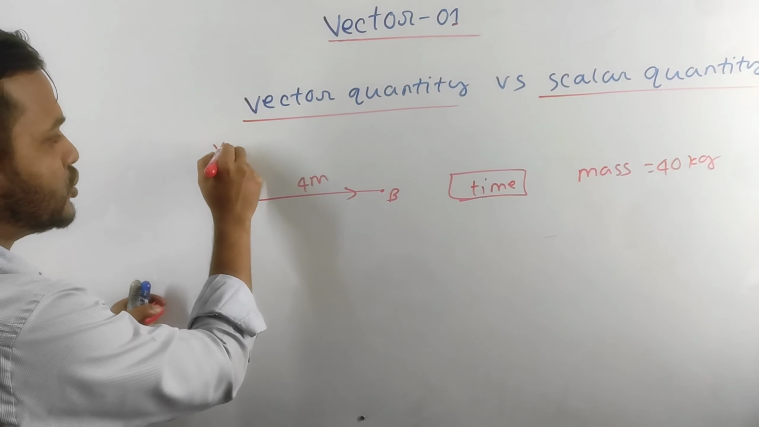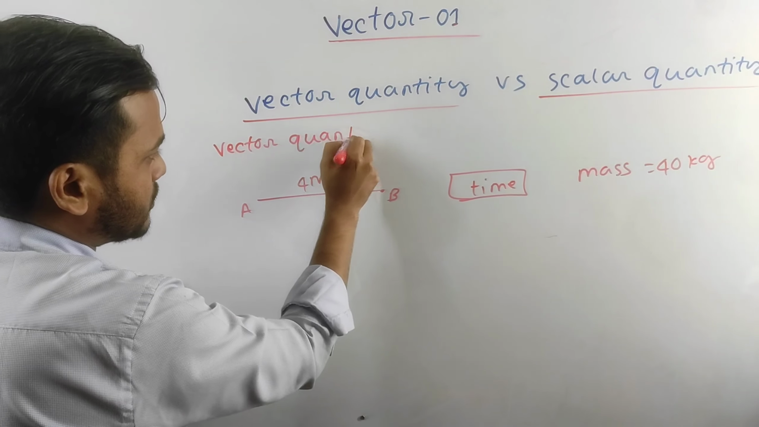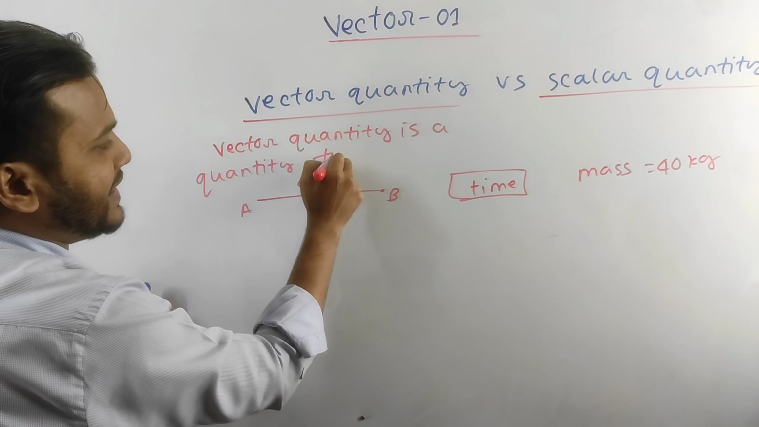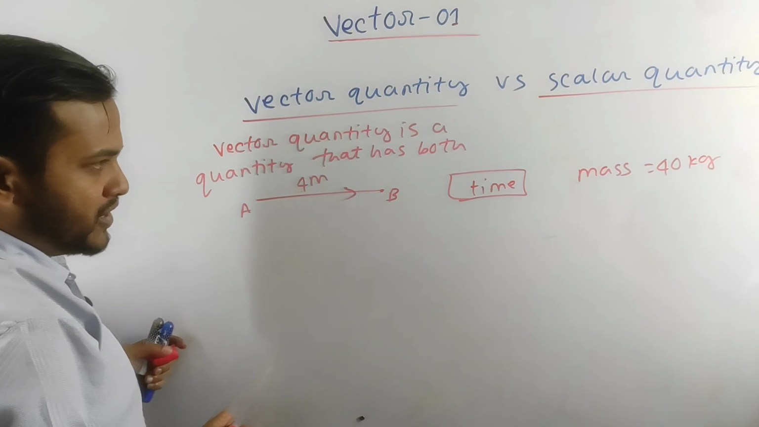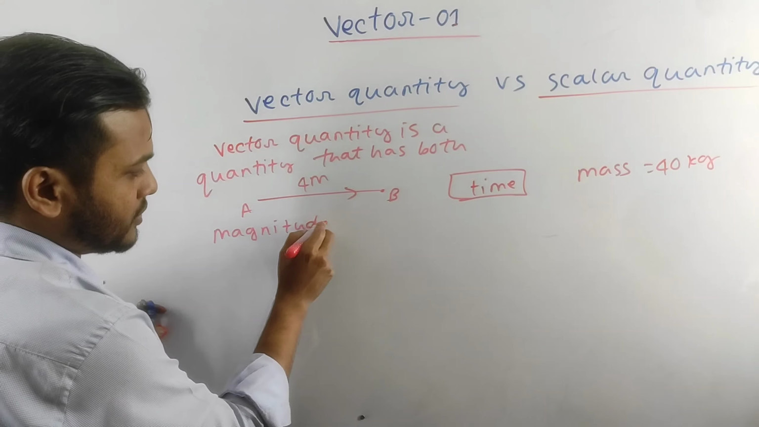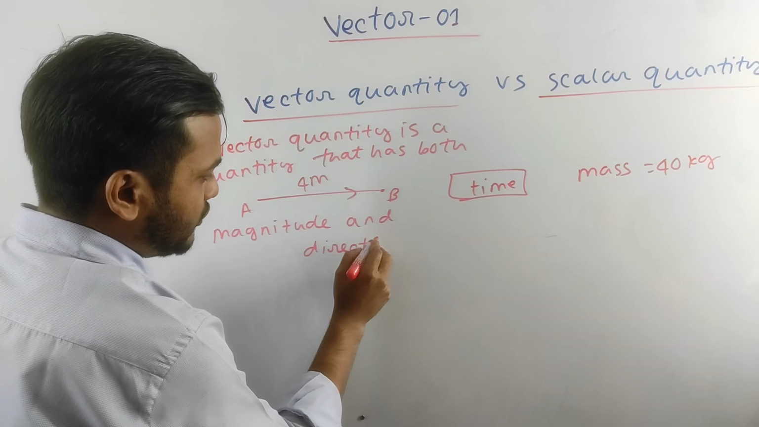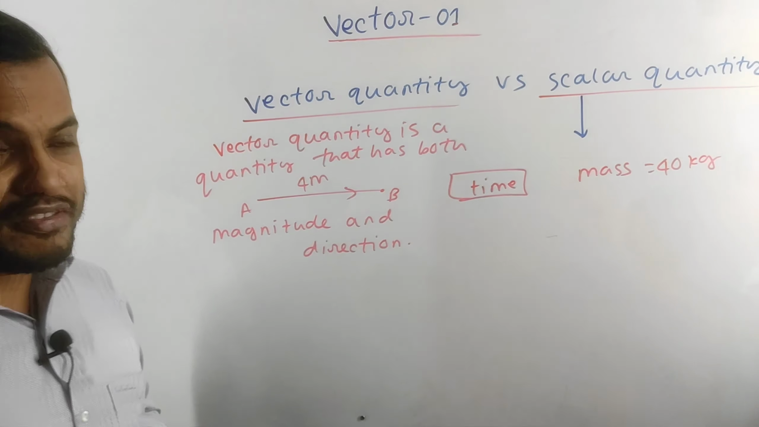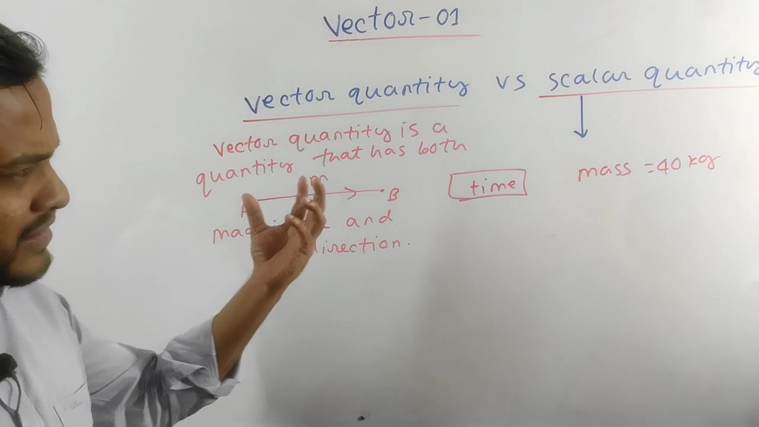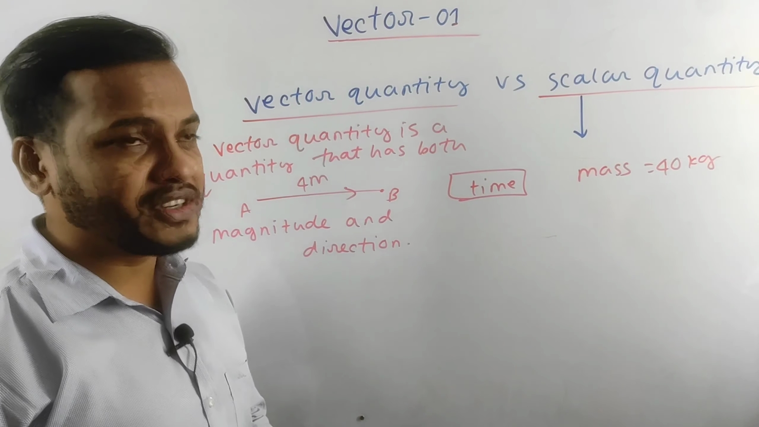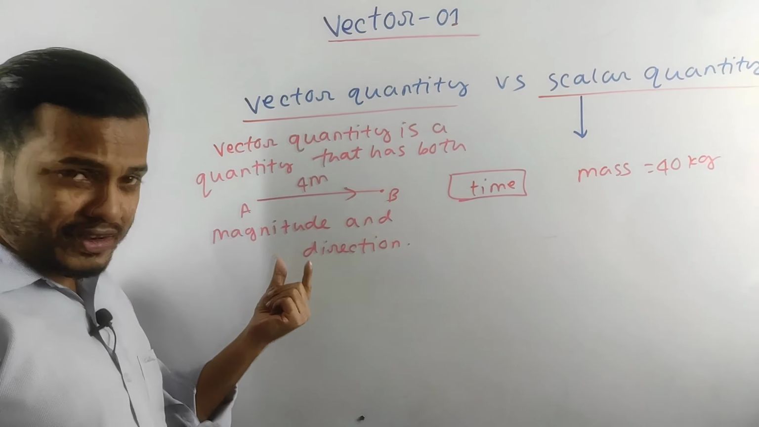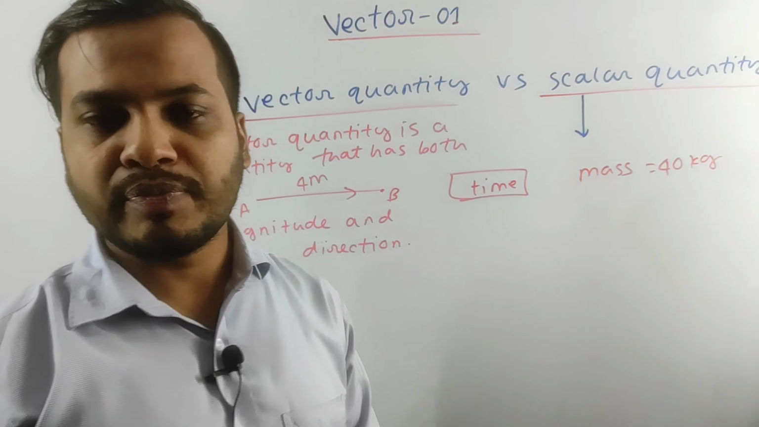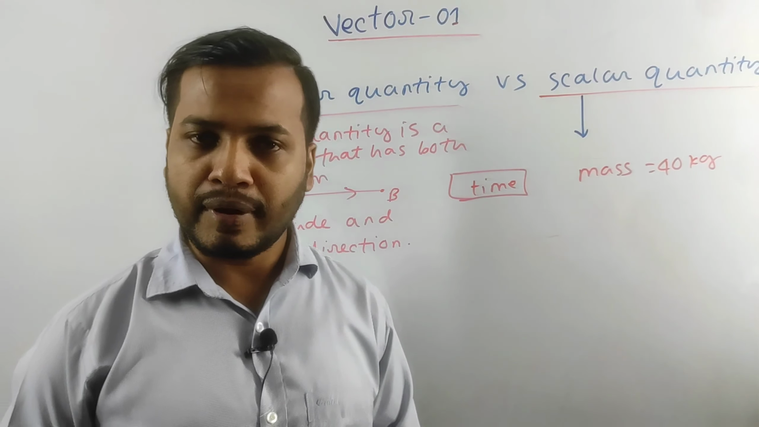Vector quantity is a quantity that has both magnitude and direction. So vector has both magnitude and direction, but scalar quantity has only magnitude but doesn't have definite direction. This is the simplest definition of vector quantity and scalar quantity. Vector quantity has definite direction and definite value or magnitude, but scalar quantity doesn't have a specific direction but has definite value or magnitude.